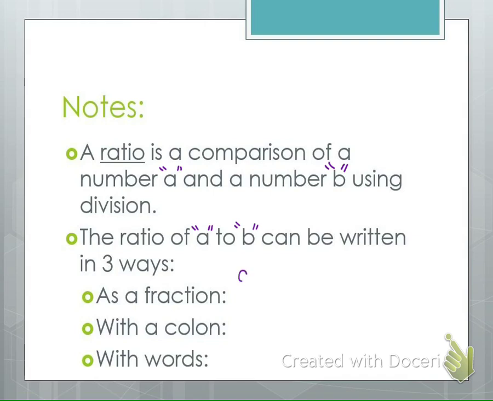First, as a fraction. So we would have A on top, B on bottom if it's A to B. A fraction is going to be the most common way that we will write them. But they can also be written with a colon, A:B. And of course with words, which is how they wrote it in the beginning there, A to B.